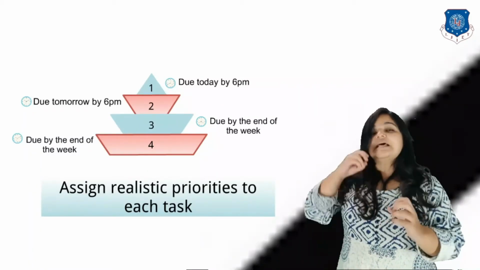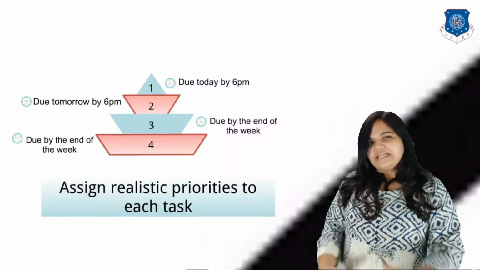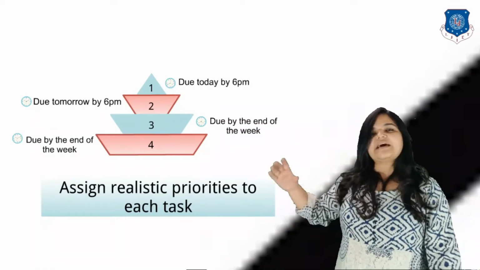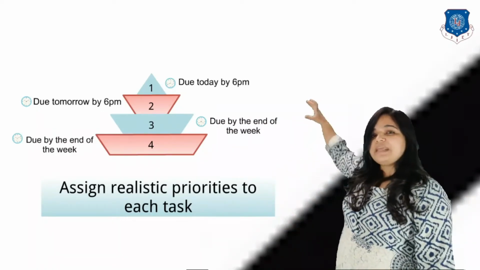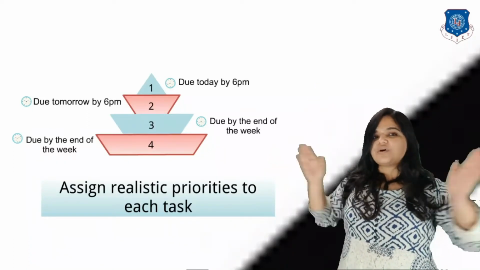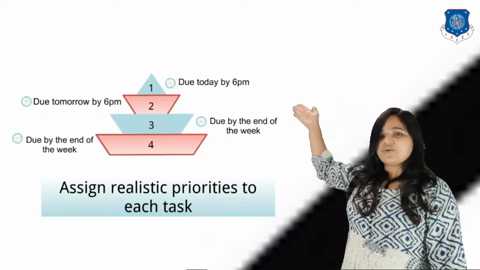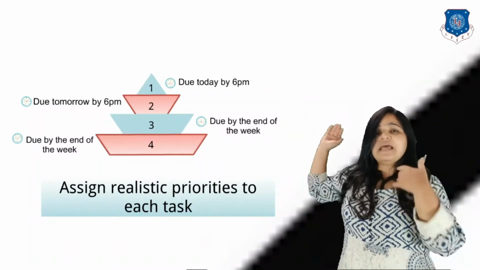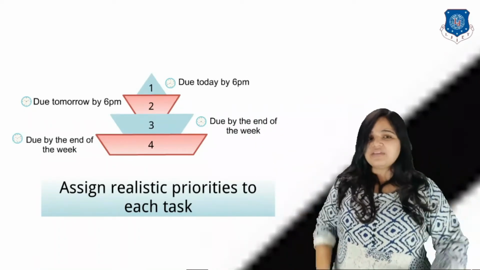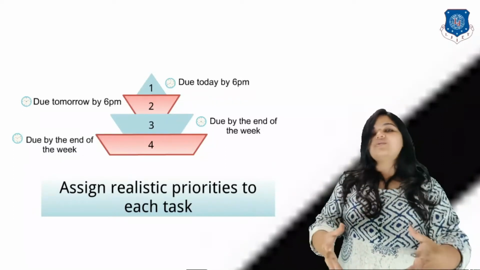So students, if you want your task to be completed properly, appropriately and in proper time, then make sure that your deadlines are proper. You assign appropriate deadlines to each and every task. So divide your entire work into smaller tasks and assign a deadline. For example, first task is due by 6 p.m., second task is due by tomorrow 6 p.m., third task by the end of the week. You cannot do everything on the same day and you cannot do it efficiently.